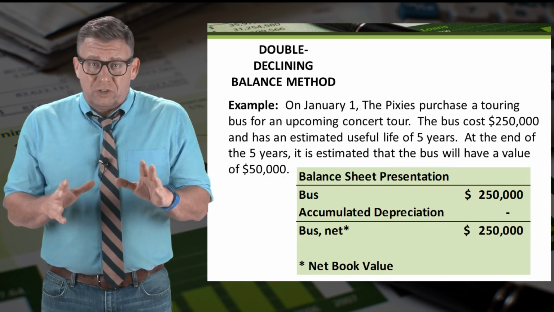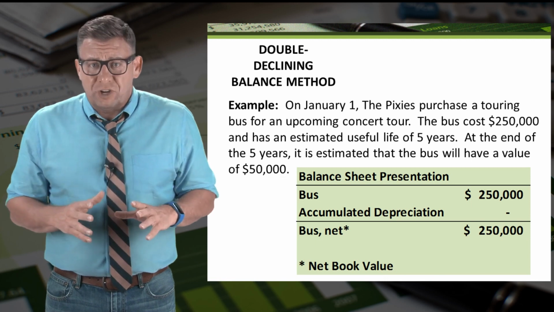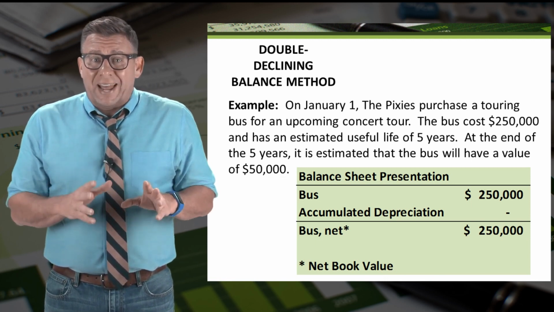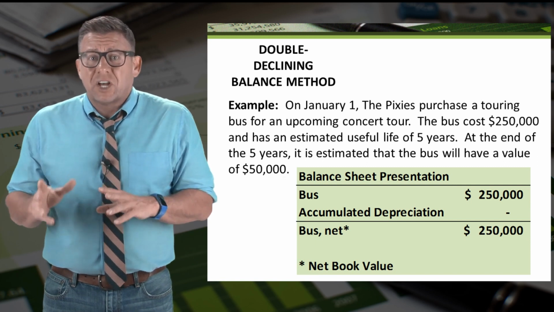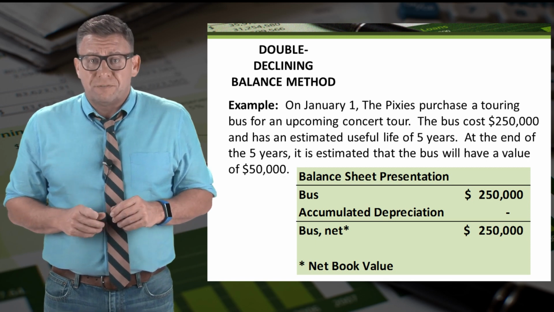Before we do the calculation, let's look at the book value of this asset before any depreciation has been taken. The book value, when an asset is acquired, is its cost. In this example, the book value is $250,000.